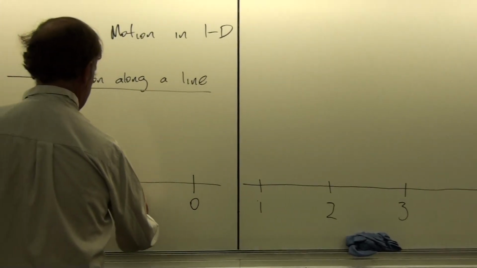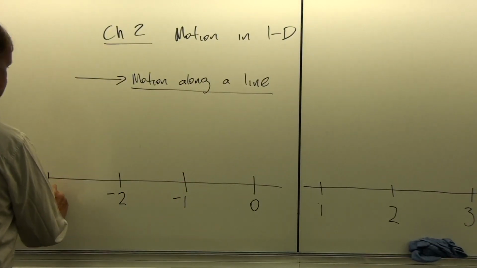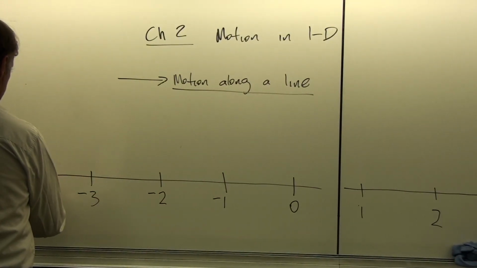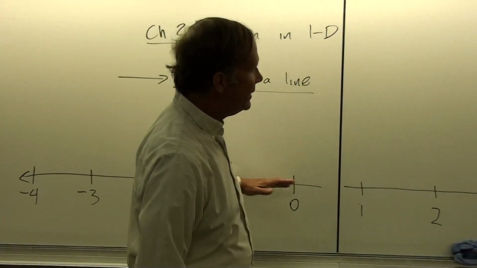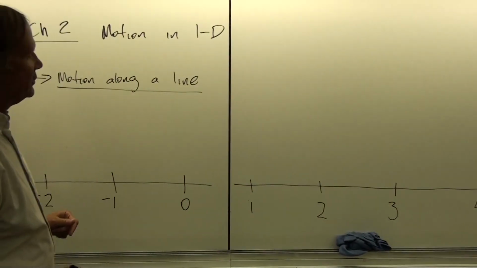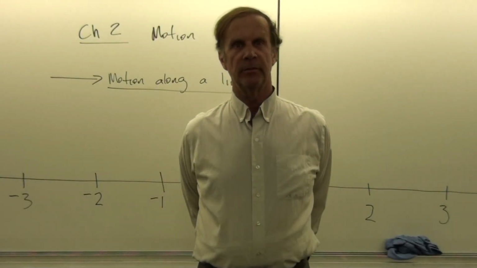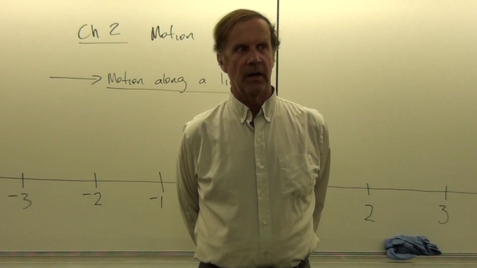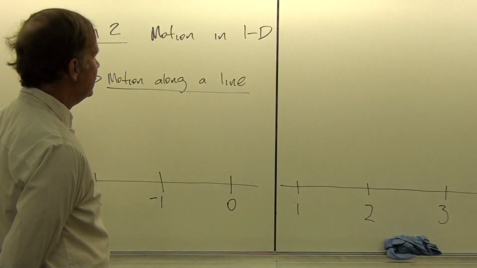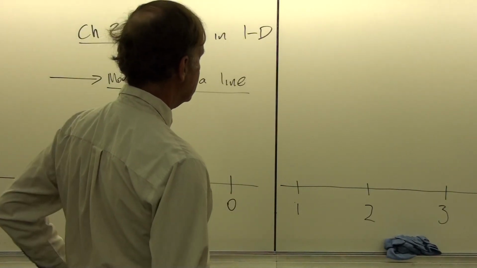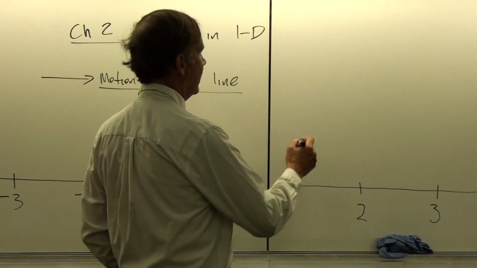And then here on this side, I'll put -1, -2, -3, -4. Okay. And so we'll confine the motion then to be motion along this horizontal line, in which if I stand here, we're defining that to be the center of my coordinate system, or the place where we start. Okay. And so let's see how we could graph different kinds of motions that occur along this line.